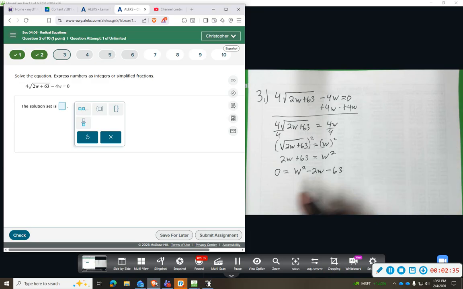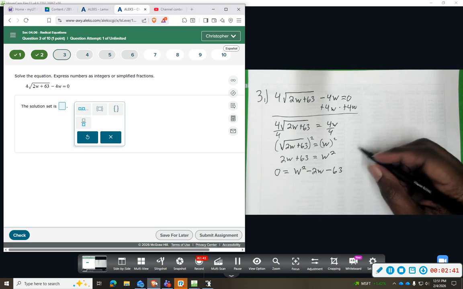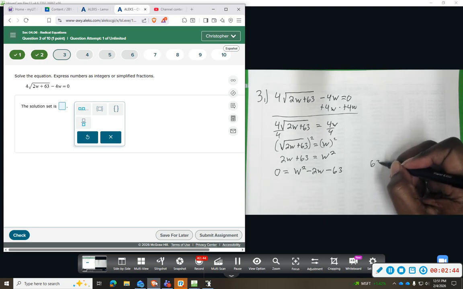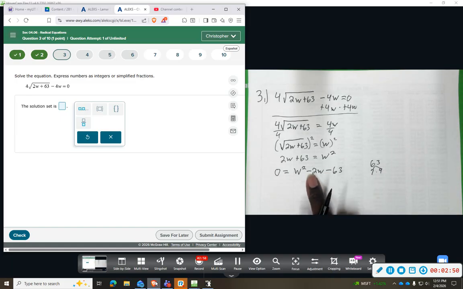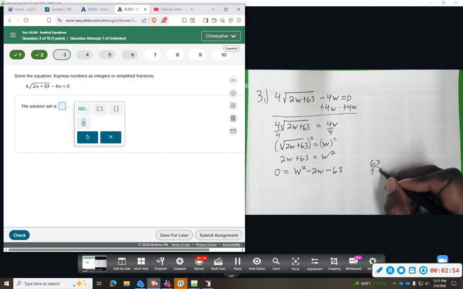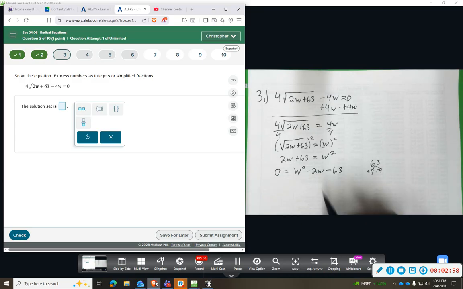All right, I'm going to say this factors. Factors of 63 that when I subtract give me 2. What comes to mind is 7 times 9. 7 times 9 will give us 63, and if I subtract them, I get a 2. That means since it's a negative 2, the 9 needs to be negative, the 7 needs to be positive. So I do know that this will factor.